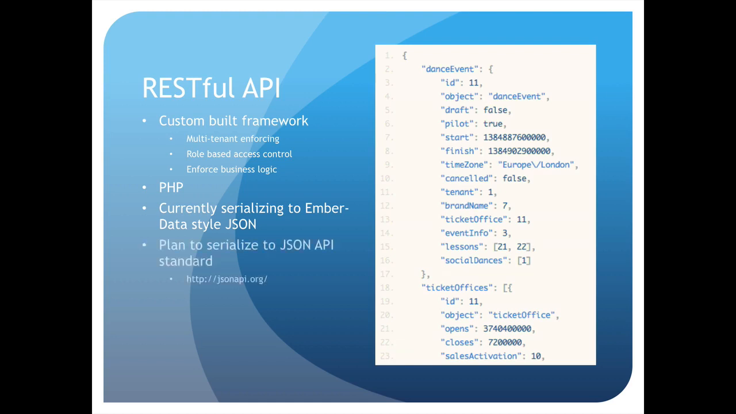But my slightly longer term plan is to serialize to, if you haven't heard of it, the JSON API standard that's emerging. It's quite well documented if you go to jsonapi.org. I think Yehuda on the Ember team said that he'd like longer term for there to be a JSON API adapter in Ember data. So my longer term plan is to serialize it to the JSON API standard.